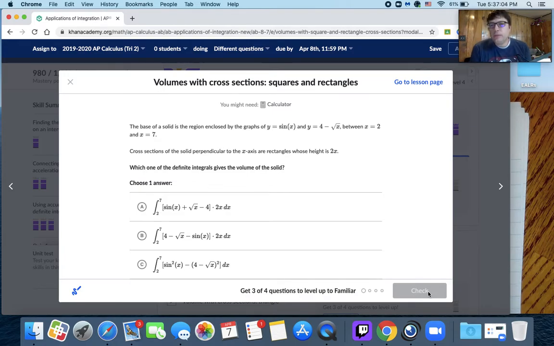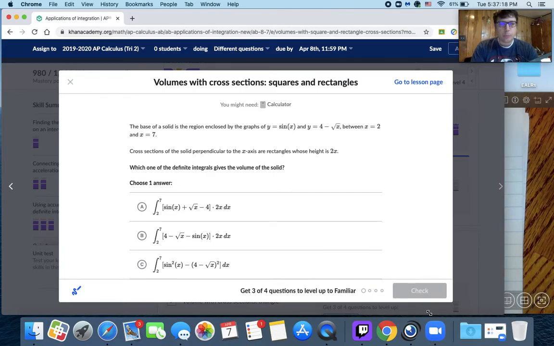Okay, let me read it. The base of a solid is a region enclosed by the graphs of y equals sine of x and y equals 4 minus the square root of x between x equals 2 and x equals 7. Okay, so I'm going to visualize this by going to Desmos first.